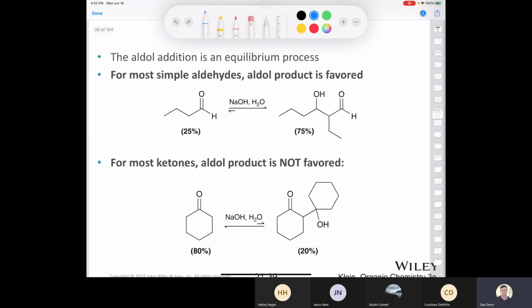Now, the aldol addition process is an equilibrium process. For simple aldehydes, okay, if you have a very simple aldehyde, the aldol product is going to be favored, right? You see here that at equilibrium, we have 3/4 the aldol, and we have a little bit of the aldehyde left over. But if you have something like a ketone, generally speaking, the aldol product is not going to be favored. So at equilibrium with a ketone, you actually mostly have the ketone in equilibrium with very little of the aldol. Okay, so something to keep in mind when we're talking about aldol additions.